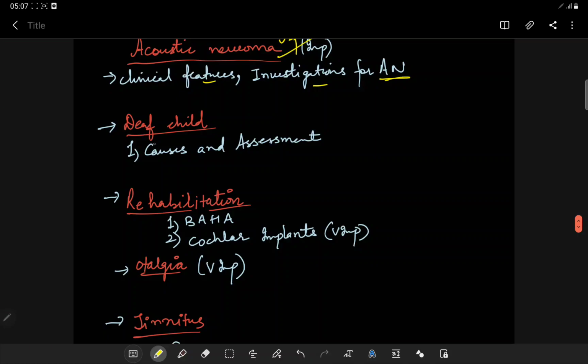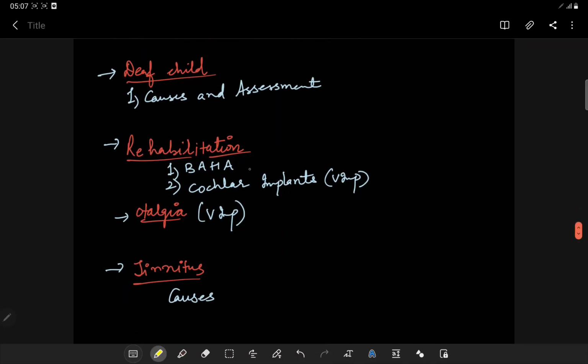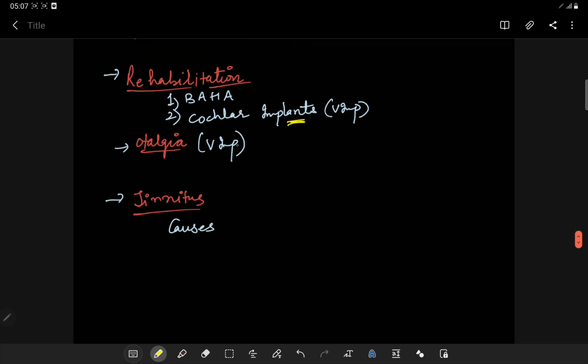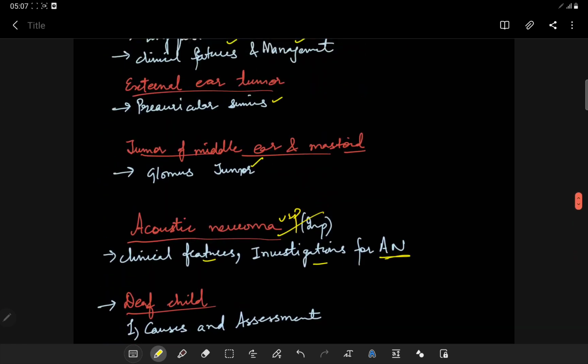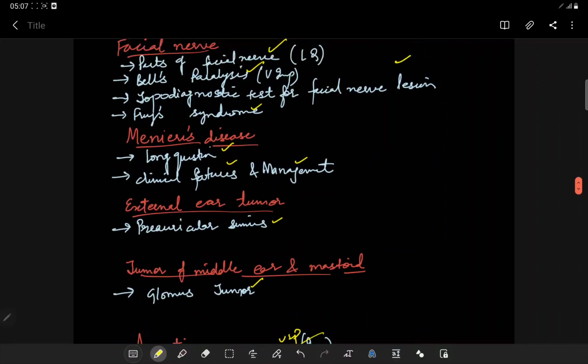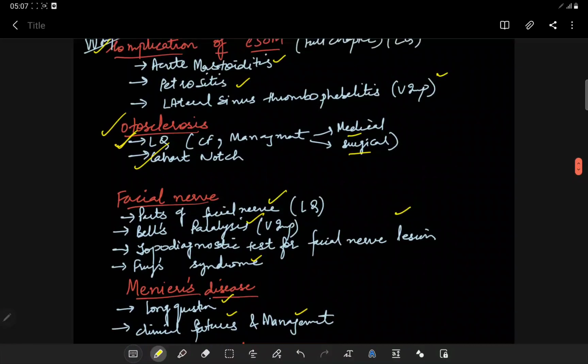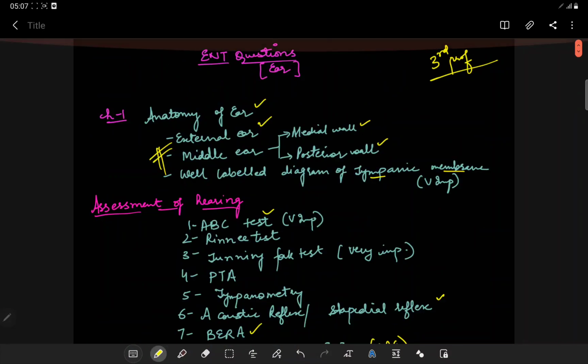Then we have the deaf child, causes and assessment. Now in rehabilitation, BAHA is there, and we have cochlear implants, a short note can be asked. And otalgia, very important, referred pain, primary otalgia, secondary otalgia, causes of referred pain are very important. Tinnitus, objective tinnitus, subjective tinnitus, their causes, it's important. So these will at least cover about 80 to 85% of your topics for the MBBS prof exam.